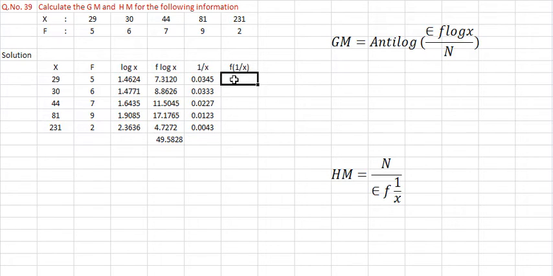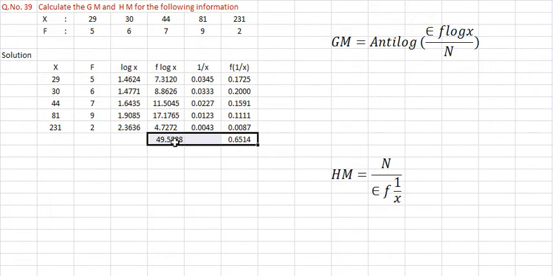Now what you have to do? F into 1 by x. So f is 5 here, into what is 1 by x? This one, 0.0345. So it comes like this. Next also same, f is here, into 1 by x is here. So multiply these two, what will you get? This number up to here. So these two multiply, which one? F into 1 by x. So same number comes now. Now you take the total. This was the total. These two are the total of which one? For the computation of harmonic mean and geometric mean.